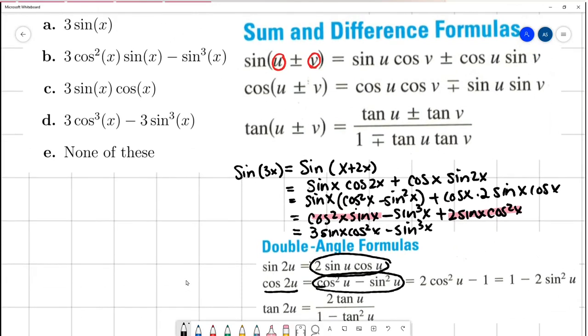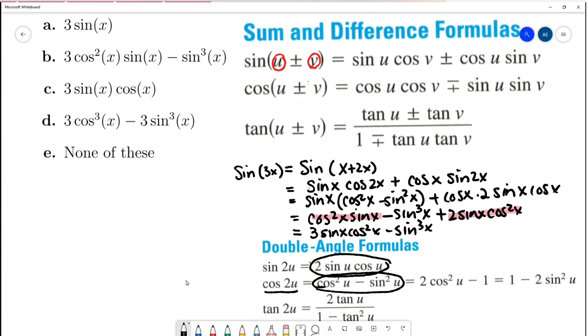We have answer choice B, 3 cosine squared sine minus sine cubed.